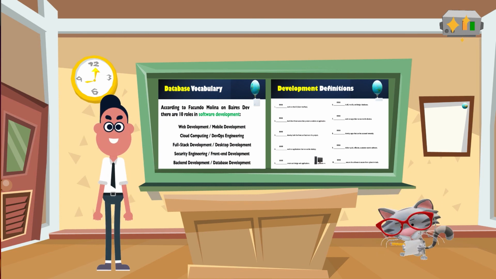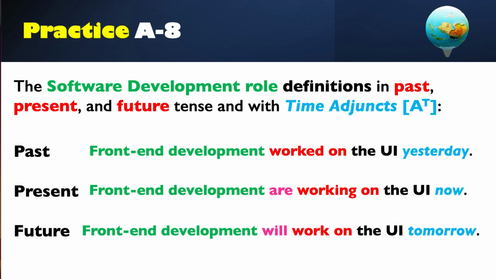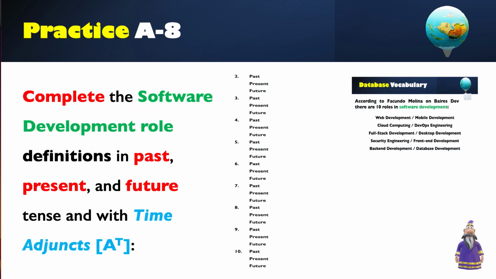So we've had the vocabulary from before. We've had the development definitions. Now we want to use them to practice verb tenses. It's quite a lot to ask of you. But in the homework, I'm only asking you to write past tense. So how much you practice it is up to you. In the homework, I'm only interested in you writing the sentences in past tense. Past. Front-end development worked on the UI yesterday. The time adjuncts should be the ones of your own choice.